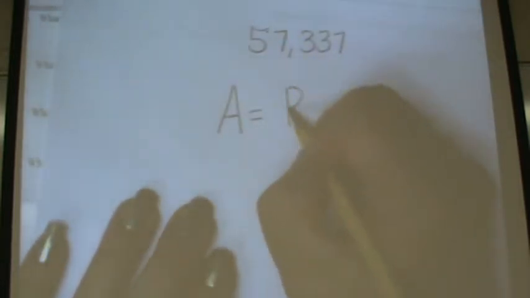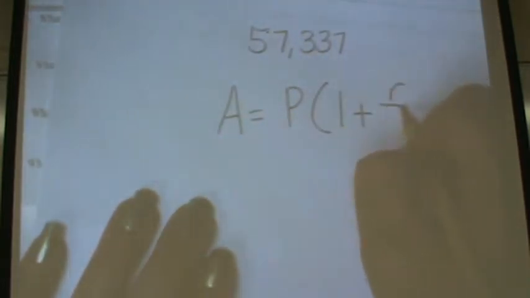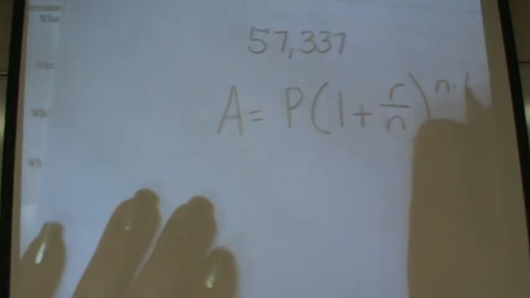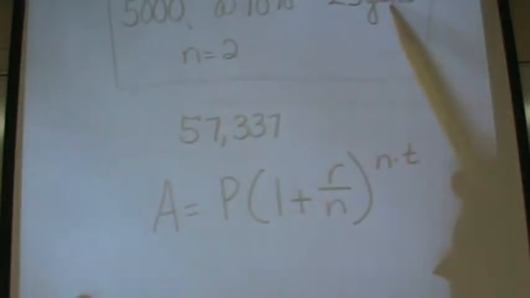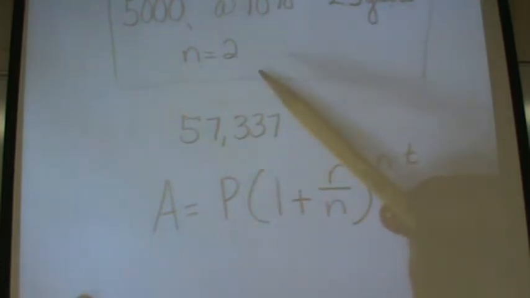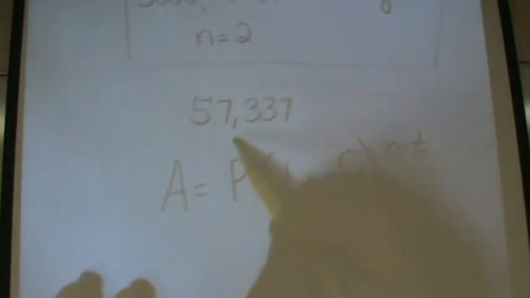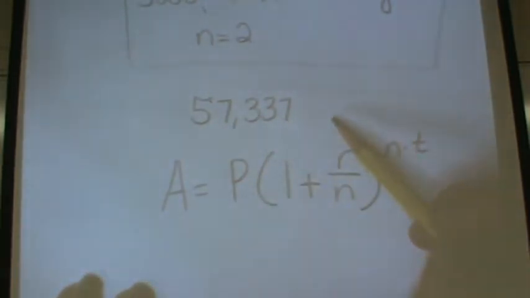So in A, first what we did, we took $5,000 and we invested it for 25 years at 10%, semi-annually, so 2 times a year we get interest, and you end up with $57,337. Now, what formula do you use? A equals P times 1 plus R over N to the N times T power. So if we start off with $5,000, invest it for 25 years at 10%, compounding interest twice a year, you end up with $57,000. In other words, you're going to earn $7,000 in interest.